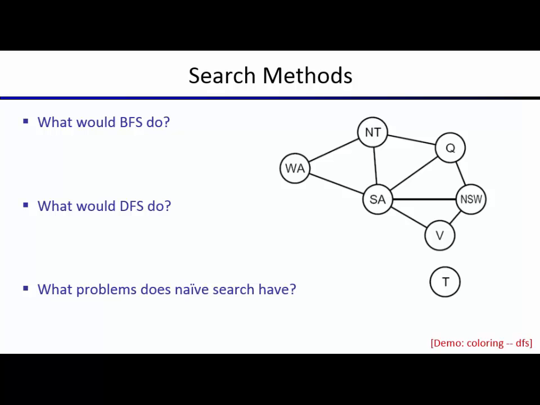WA? If you assign WA first and then assign NT, or you first assign NT and then WA, in both cases, what comes below it is going to be the same. So there's no need to consider both orderings of variables in your search tree. And so you can reduce the branching factor in your search tree by, at any level, only considering one variable for assignment, not all remaining variables for assignment.